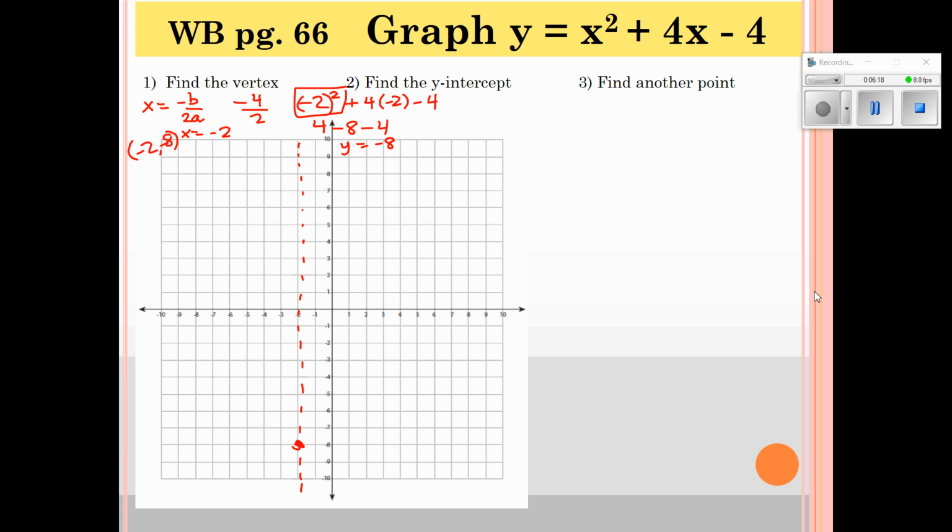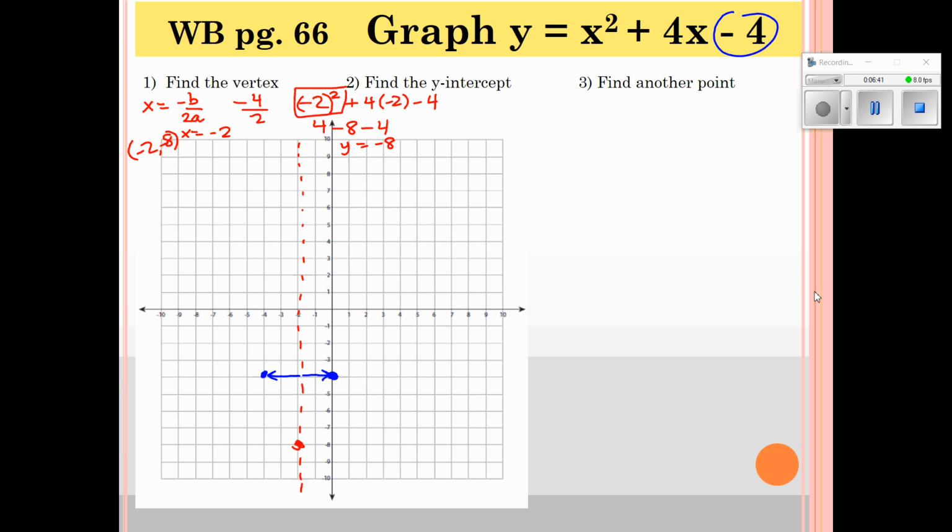Second step is to find the y-intercept. The y-intercept is the constant. It's going to be negative 4. So when we go to the y-axis, we can put a point on negative 4, because that's the y-intercept where it crosses the y. It was 2 to the right of the axis of symmetry, so we can reflect it to the left by going 2 over to the left.